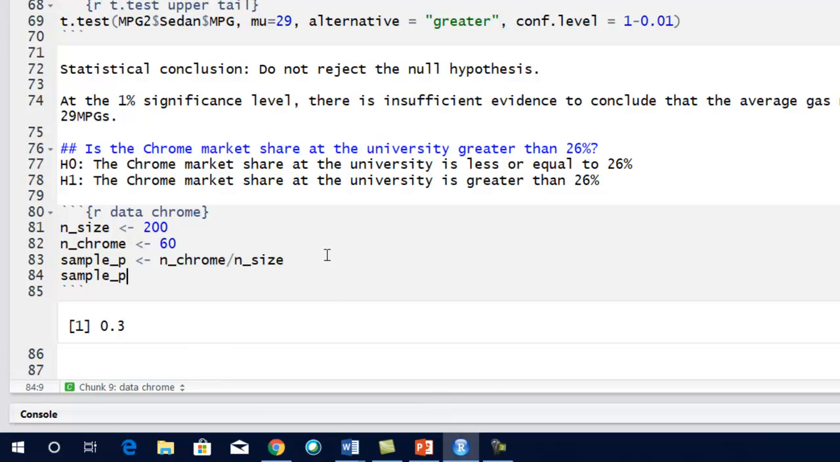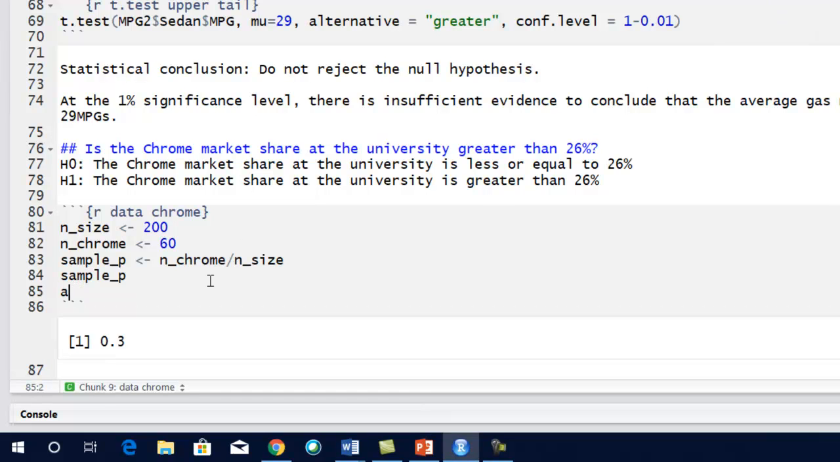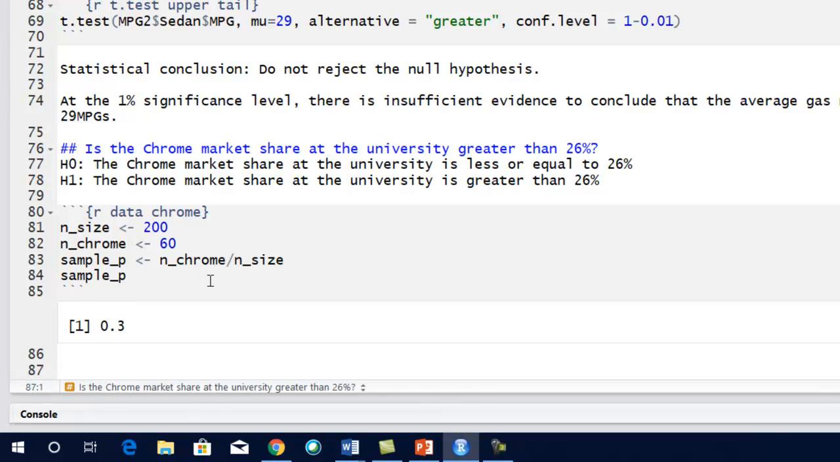They give me some significance level, or if they don't, we can go back and take a look at the problem. There is no significance level, so I'm just going to use by default 5% as my significance level. So I'm going to define alpha. Actually, I'm going to put it in the next block of code.